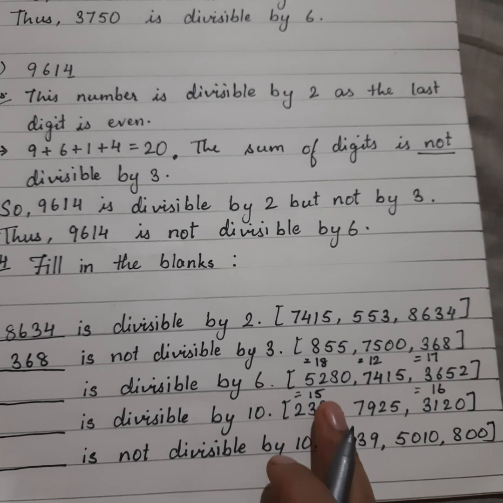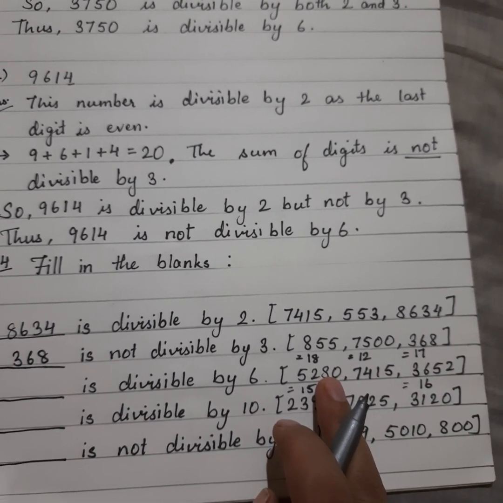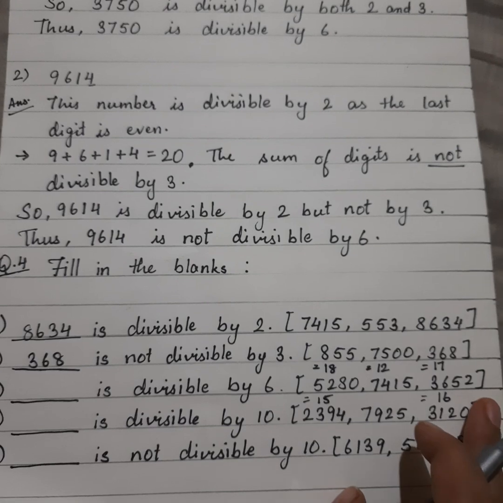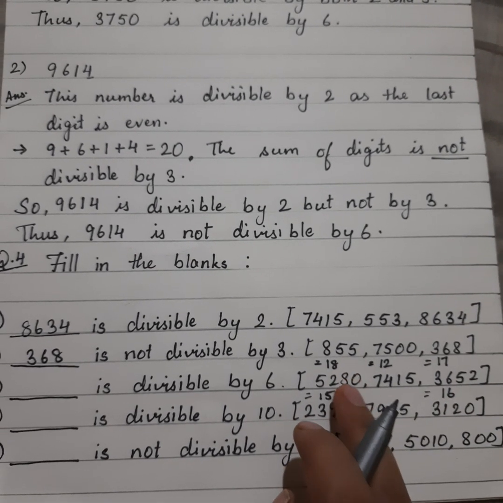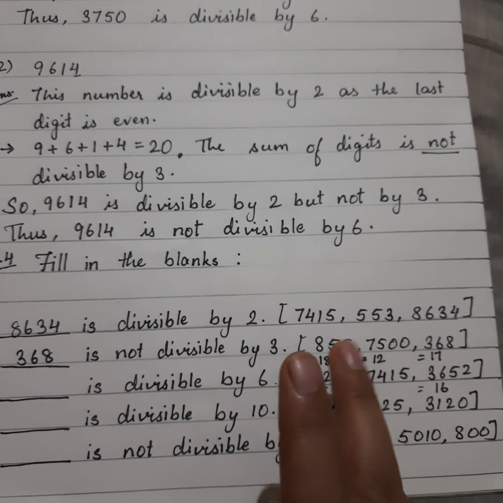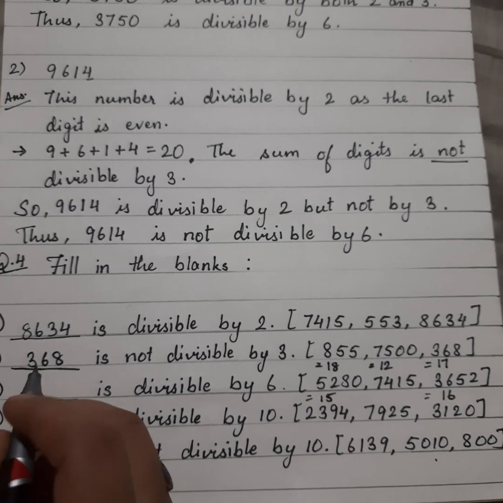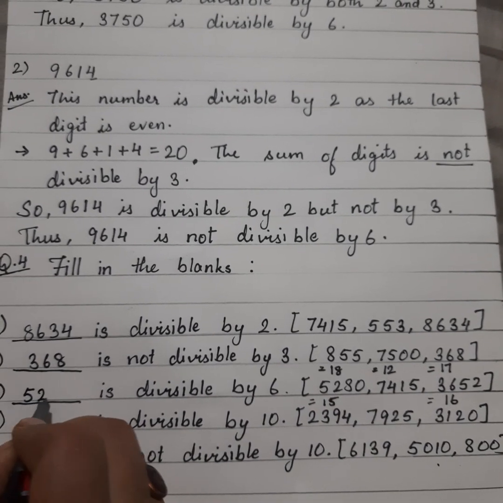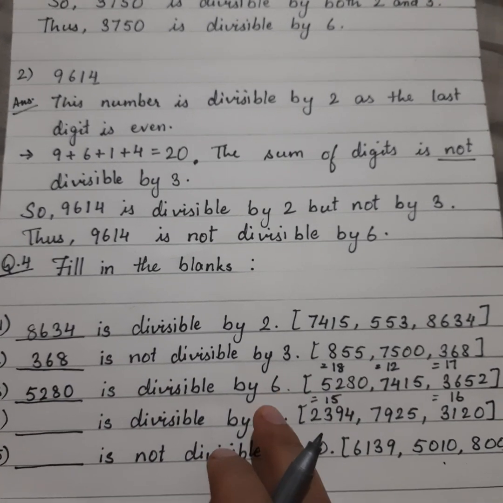So as you can see here, it is 15 and then this is 16. 15 comes under the table of 3, 3 fives are 15, but not 16. And it is an even number also. That means this number is divisible by 2 as well as by 3. So we can say this number is divisible by 6. So you will do it here as 5280 is divisible by 6.